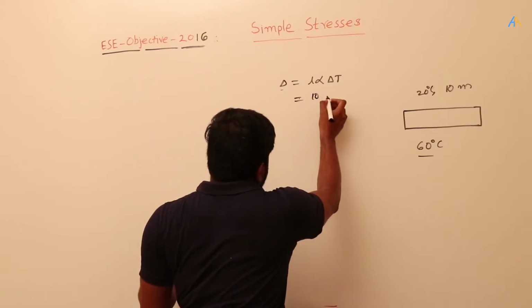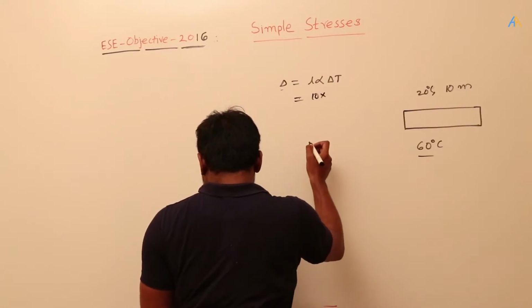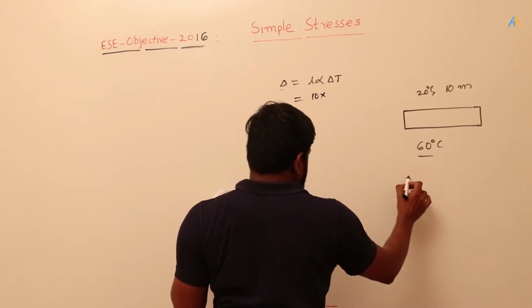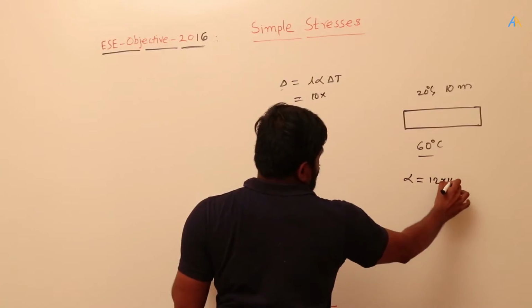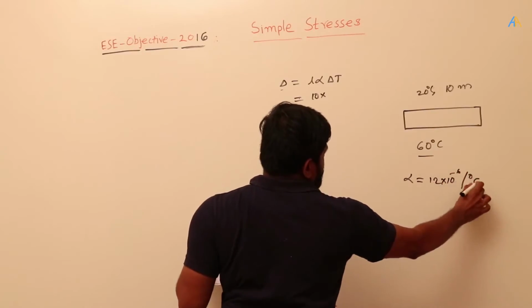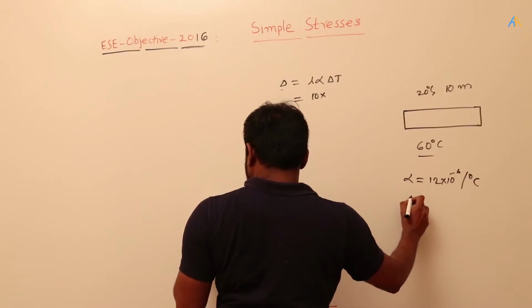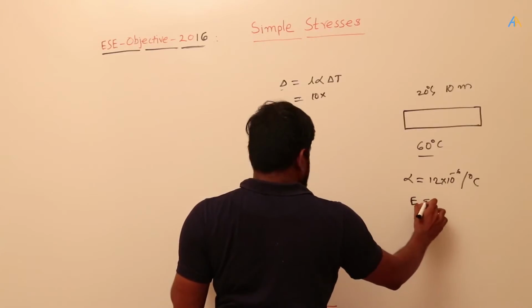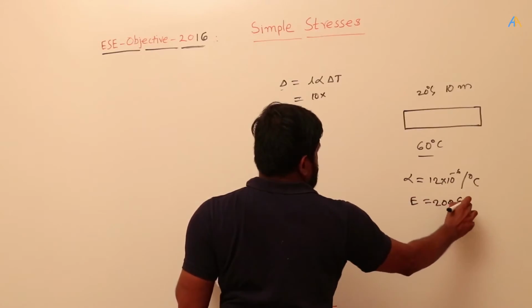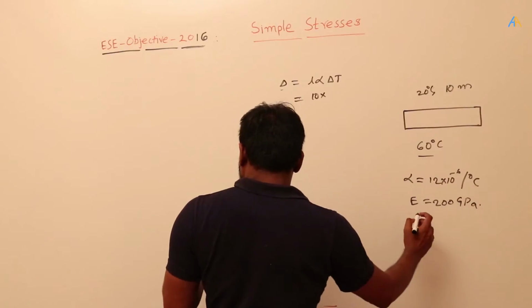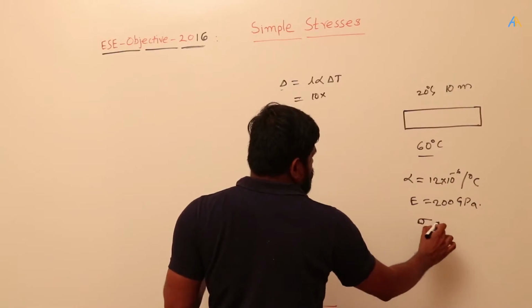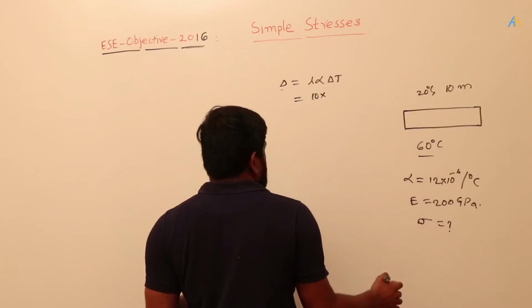So this is 10 meter, and what is the alpha value that is given? Alpha value given is 12 into 10 power minus 6 per degree centigrade, and E value is also given, that is 200 gigapascal. Okay, so finally what we need to find out here? We need to find out the amount of stress that is produced in the body. Okay, we will see that.